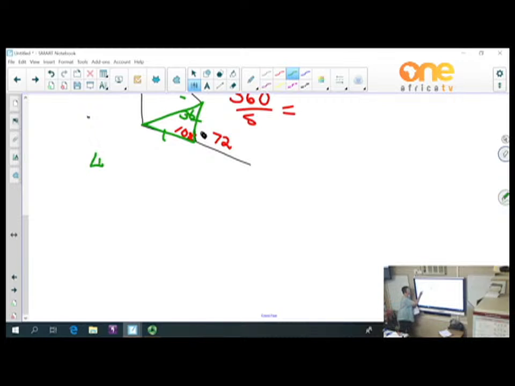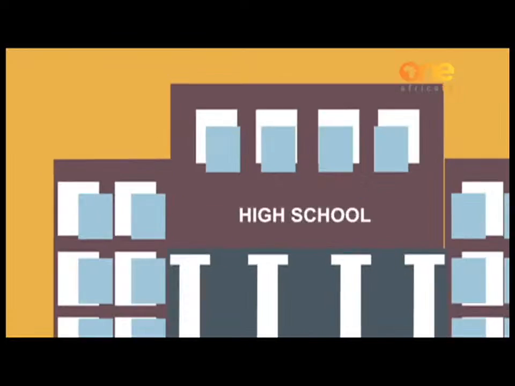Right, question 4. The diagram above shows a regular seven-sided polygon. Each of the interior angles is marked with X. How do we get the interior angle of a heptagon? N minus 2 times 180. Right.